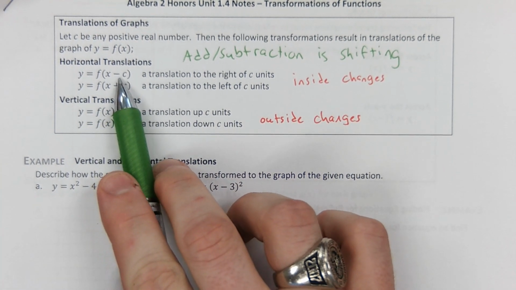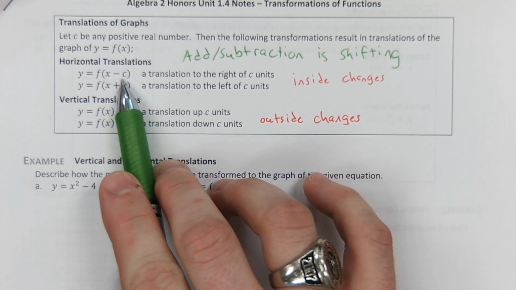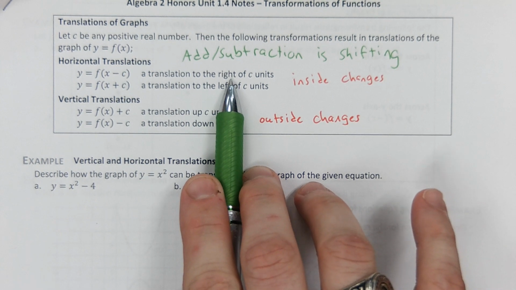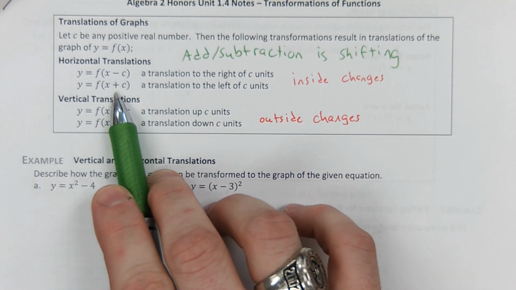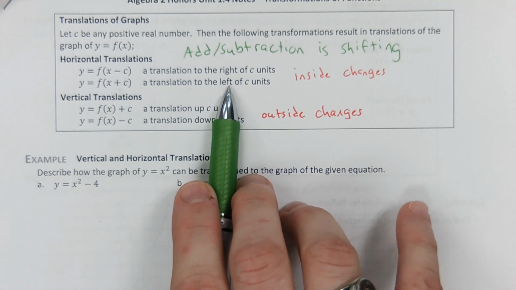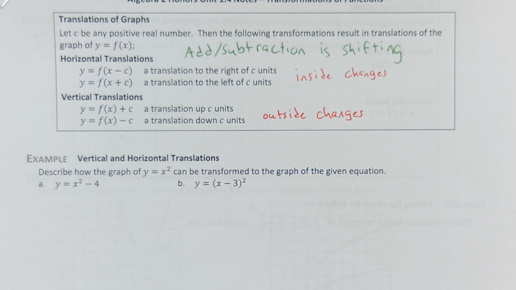So here is you subtracting from your x values. You think that should go left. It doesn't, it goes right. And here's you adding numbers to your x values. You think that should go right. It doesn't, it goes left. But I do have a fun way of remembering that the x changes are the opposite.